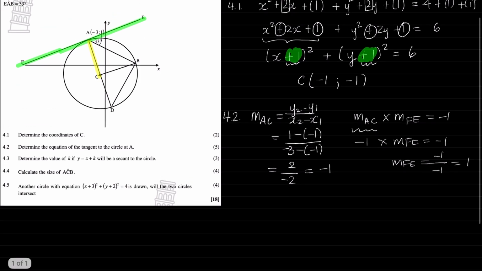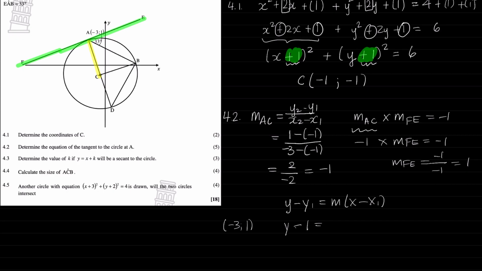Now we can work out the equation of the line. We can say y minus y1 is equal to m into x minus x1. We substitute the point A now. So A is minus 3 and 1. So y minus 1 equals 1 into x plus 3. So y is equal to x plus 3 plus 1. Y is equal to x plus 4. So that is the equation of the tangent to the circle at A.